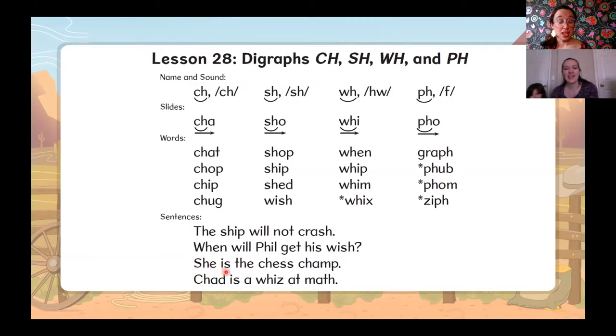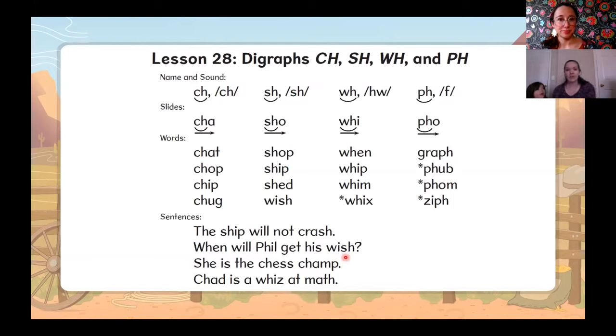She is the chess champ. Last one. Chad is a whiz at math. What does whiz mean? It means he's really good at it. Really good. If you're a whiz at something, that means you're really good at it. I'm a whiz at doing words sometimes. She is a whiz at doing words. Great. All right, let's do our little book.